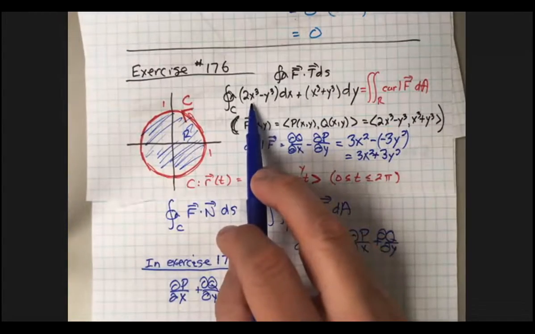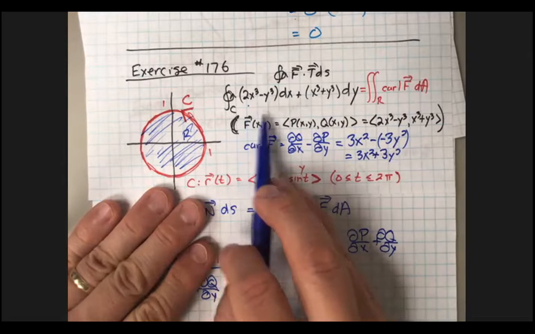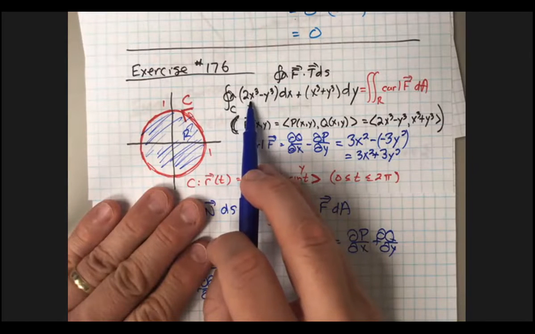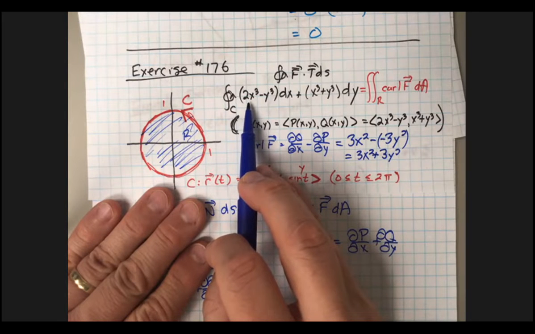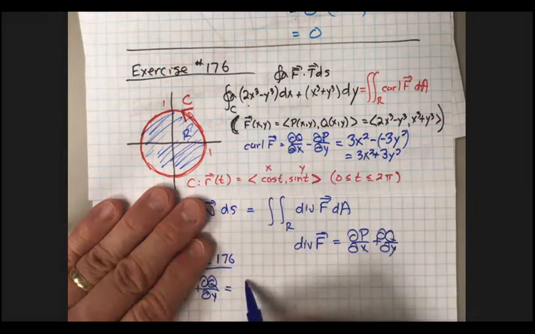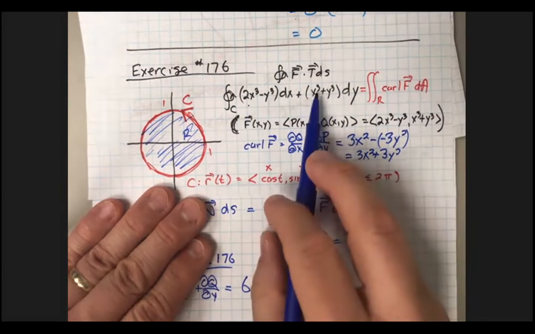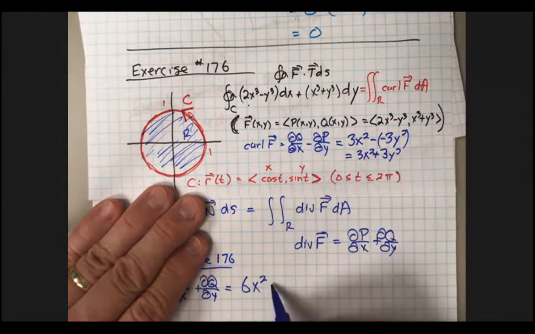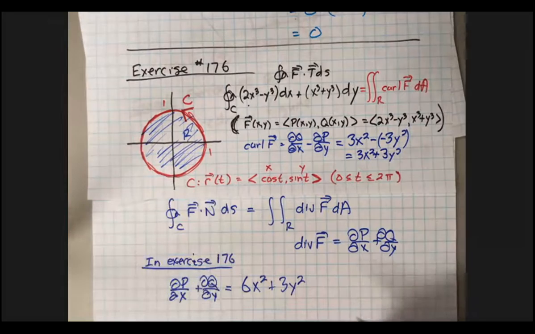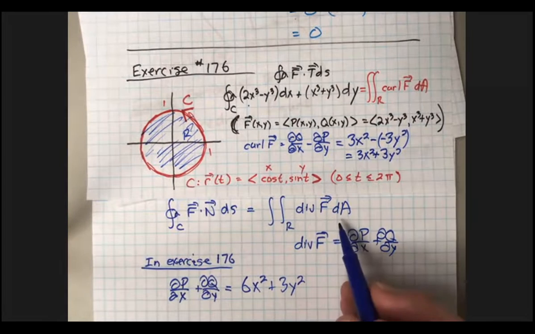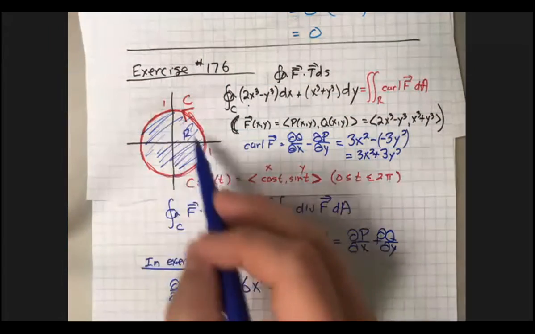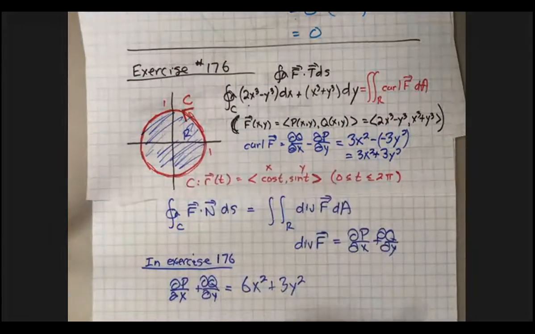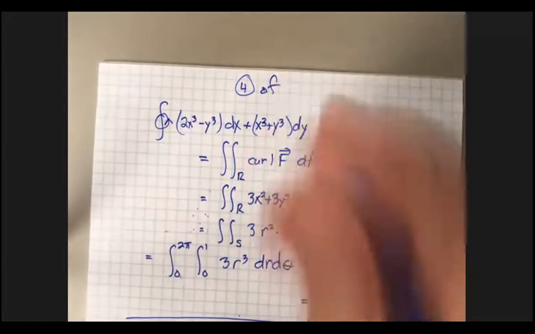What's partial P partial X? Here's my P. Remember, here's my P. Partial P partial X is 6x squared. What's partial Q partial Y? Partial Q partial Y is 3y squared. And now I'm going to evaluate that over the area of this solid circular disk. So I'll move on to another paper and let's evaluate that quickly just for fun.